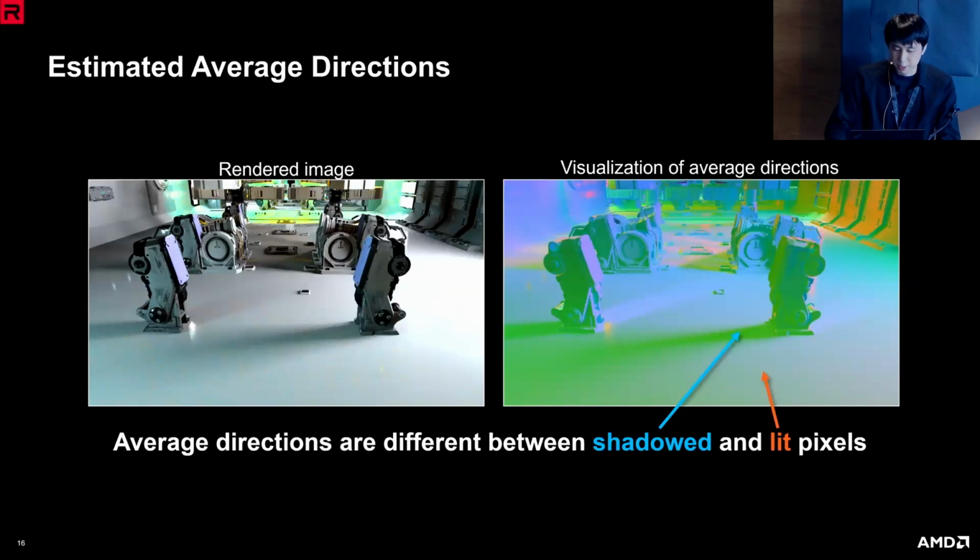This is a visualization of estimated average direction for each pixel. In this scene, average directions are different between shadowed and lit pixels. By using these directions, we detect shadow edges for our rejection method.